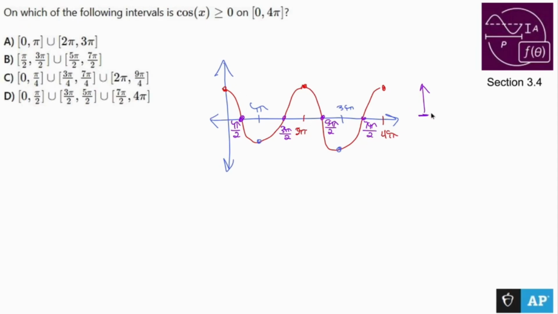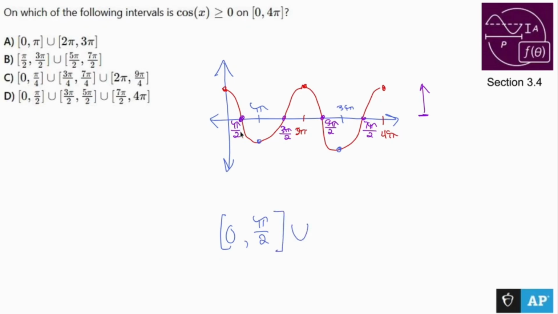So this changes its value from positive to negative at pi over 2, and then again at 3 pi over 2, and then again at 5 pi over 2, and then again at 7 pi over 2. I care about where it's above the x-axis. So it's above the x-axis at the very beginning at 0, and then no longer above the x-axis at pi over 2. Now, I'm including 0, so I'm going to have those bracketed.